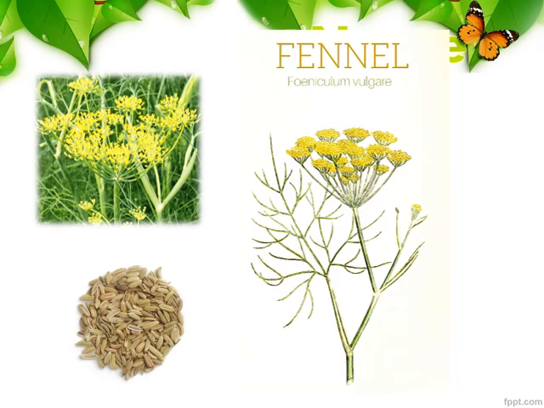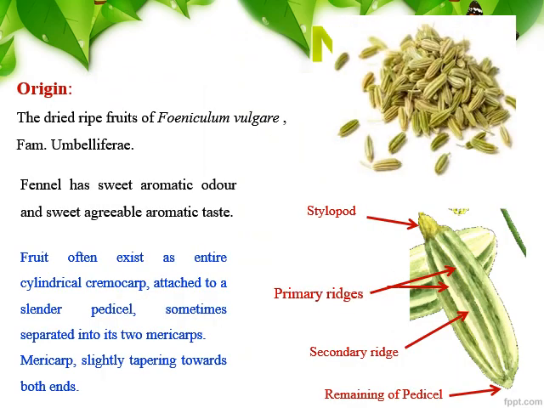We will talk about family Umbelliferous fruit. So the first member is fennel. This is fennel flower or inflorescence, dried fennel fruit, a diagram of the fennel. The fennel obtained from dried ripe fruits of Foeniculum vulgare family Umbelliferae. It has sweet aromatic odor, sweet agreeable aromatic taste.